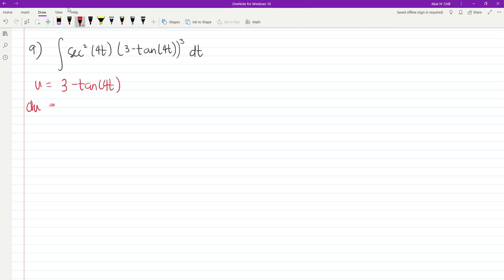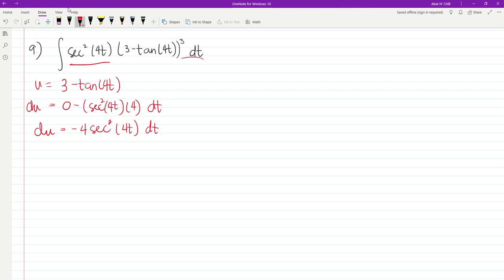Differentiate this with respect to t. So we have 0 minus the derivative of tangent, which is secant squared, and differentiate also the inside function of tangent, which is actually 4, with respect to t. Review your differential calculus if you have forgotten how to differentiate, or view my videos about that. So we have du equals negative 4 secant squared 4t dt.